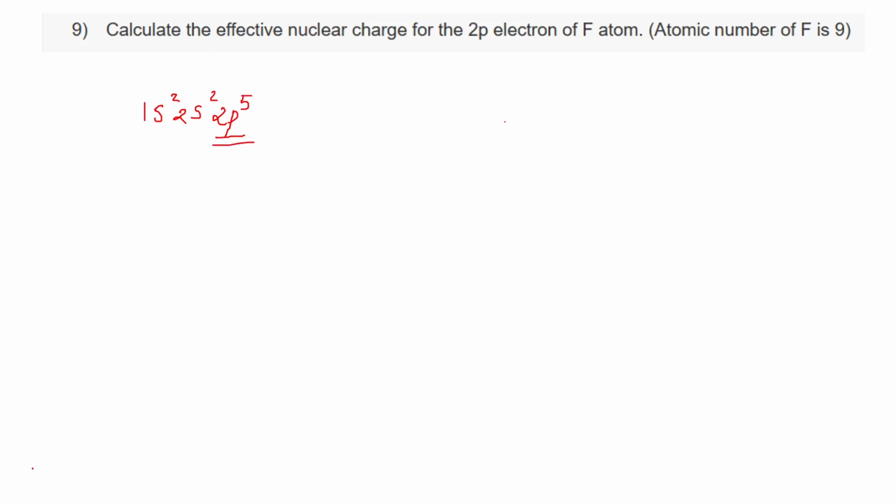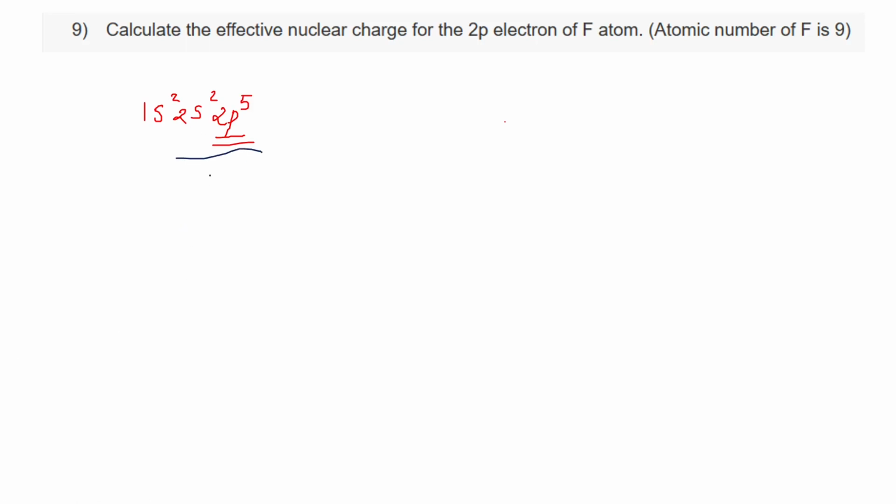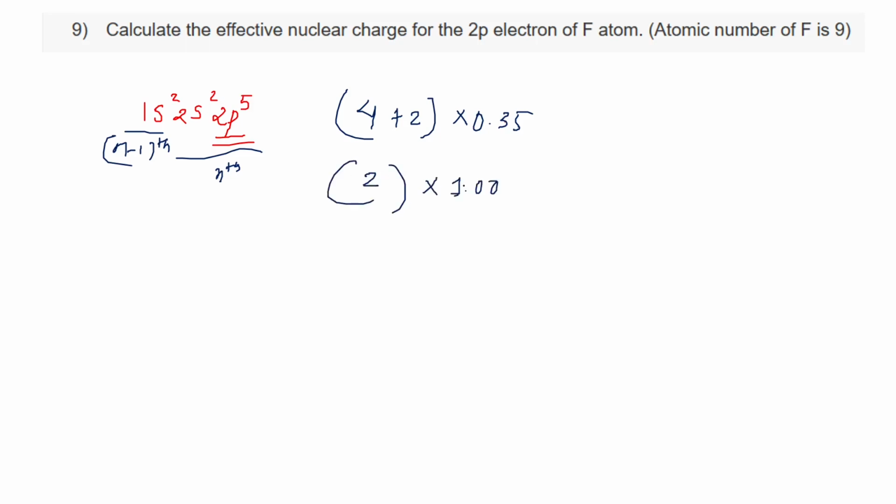This is the nth shell. This is the n minus 1th shell, right? So from P I'll have 4, right? 4 plus 2 from 2s, so 4 plus 2 into 0.35 because it is from the nth shell. Also we are looking at the p electrons. Then we have the n minus 1, so we have 2 electrons from 1s into 1.